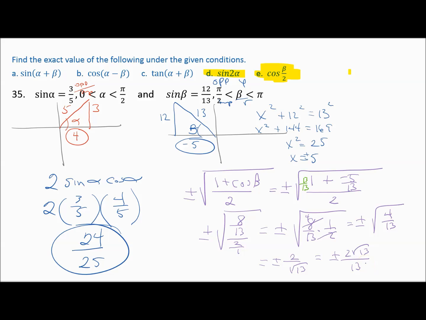Now I've got to decide again, is this positive or negative? And I'm looking at beta. Okay, now if you take half of any angle over here, let's think about it. Like the smallest an angle in quadrant 3 would be just above 90 degrees. Half of that would be 45. It would take you in the first quadrant. The biggest it could be is just below 180. Half of that would be just less than 90. So again, takes you back to the first quadrant. Cosine in the first quadrant is positive, so the only one that matters is the plus 2 square root of 13 over 13.